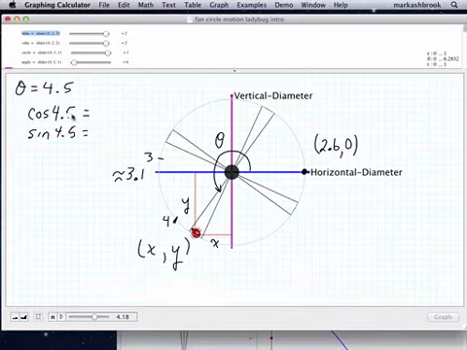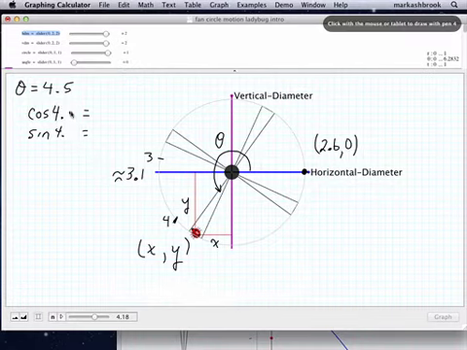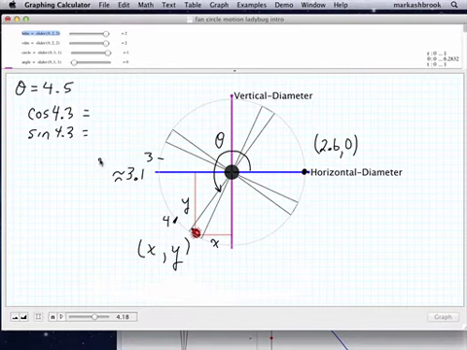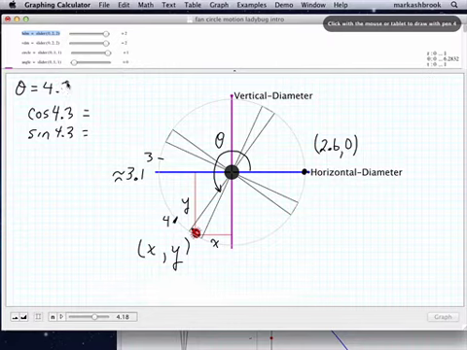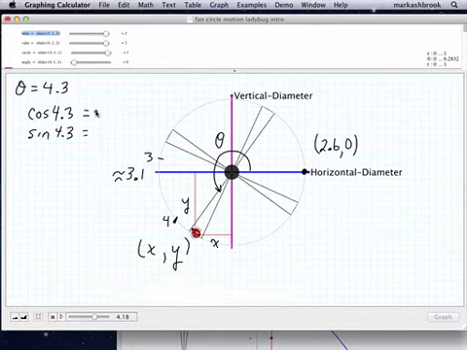So based on where the bug is, I think it's probably closer to about 4.3. So let's do 4.3 instead. So our angle is 4.3. Tell me again. So cosine is negative 0.4, and sine is negative 0.92.